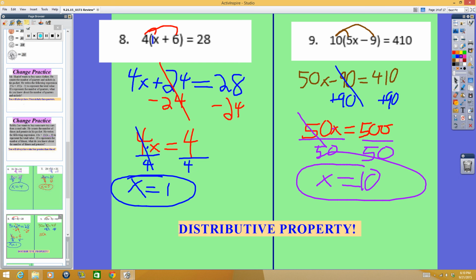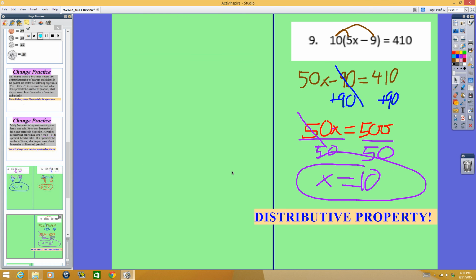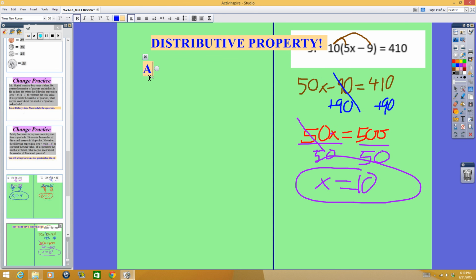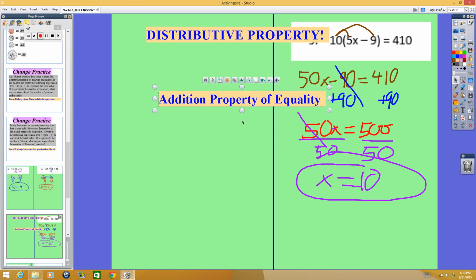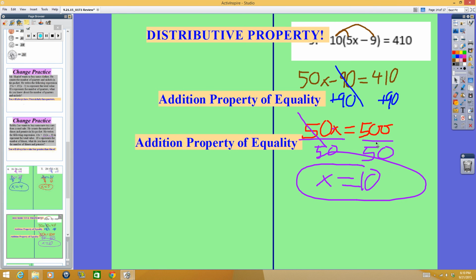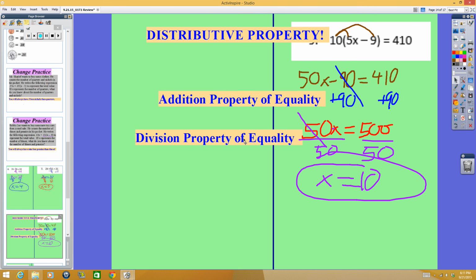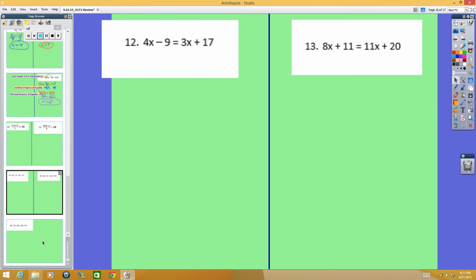Cool. And if I was to say the properties that I used in this problem, let me delete this stuff. I would say right there I use the distributive property. Next, right here, I just use my addition property of equality. Down here for my next step, I use my division property of equality. Okay? Cool. Almost there, guys. Woo! You guys got me working.